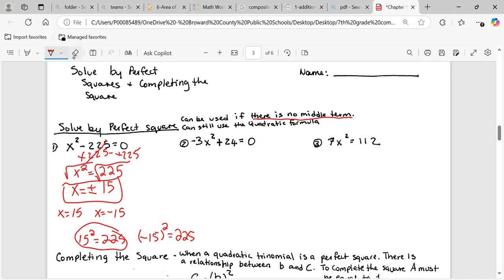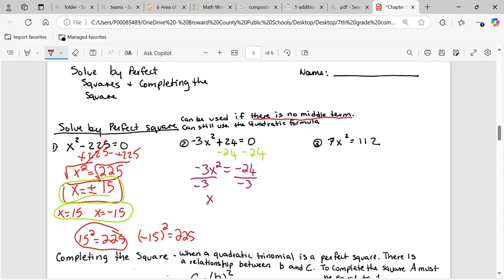So two answers. You won't necessarily see it like that. You might, but remember that the plus or minus is a solution, or you can see it split where it's the positive 15 and the negative 15. Let's look at number 2. In order to get x by itself, we're going to do what we would usually do. I subtract 24 on both sides, so that negative 3x squared is equal to negative 24.